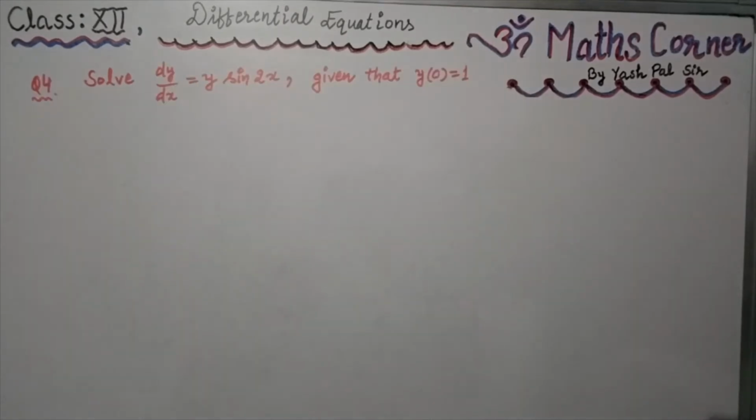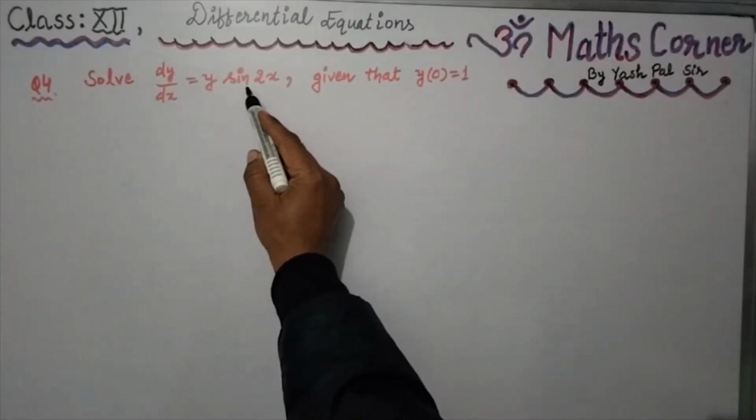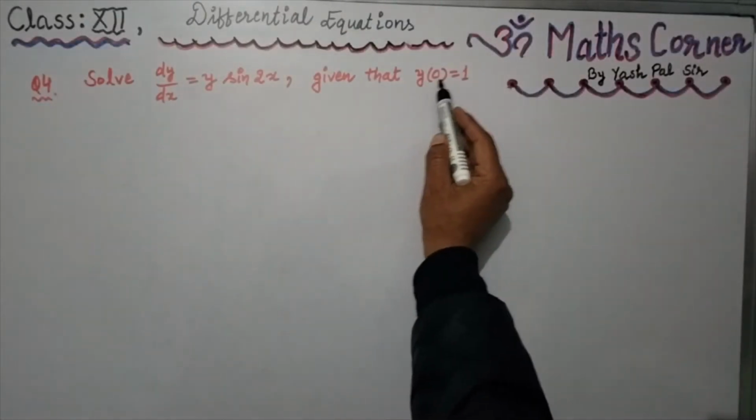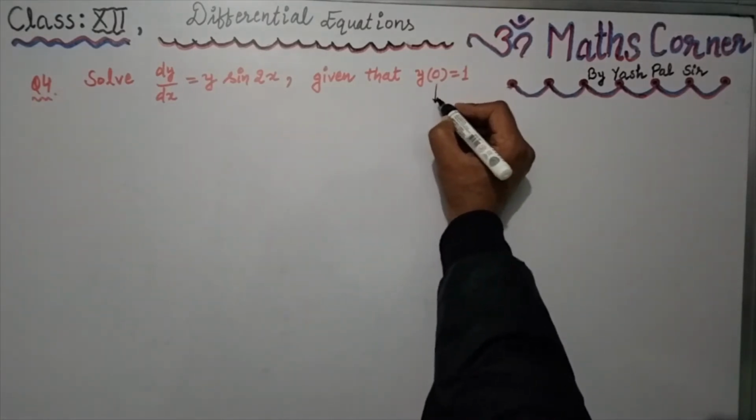So this was our question number 3. Now taking the next question. Now question number 4. Solve dy upon dx is equal to y into sine of 2x, given that y of 0 is equal to 1.